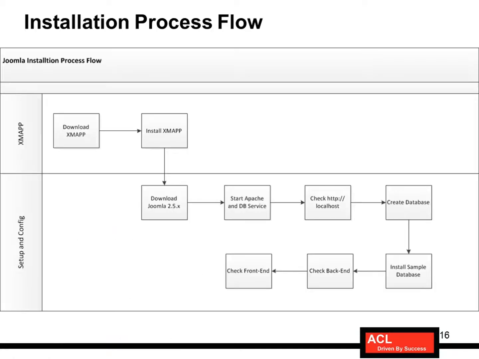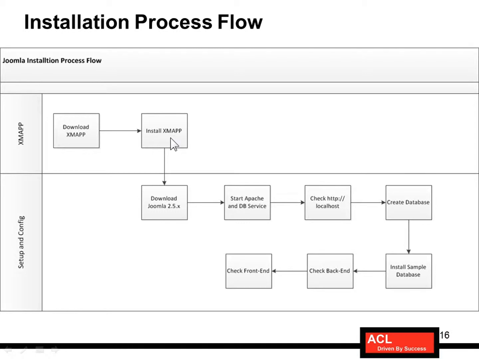So let's proceed further. Now, the installation process flow. Instead of telling you one by one what to install and how to install it, I thought it's a good idea that I simply draw a process map for you to know what all goes in the installation. So installation of Joomla involves, first, you need to download XAMPP. Once you download XAMPP, then you need to install it. Installation is very easy peasy. It just takes probably half a minute to do it.